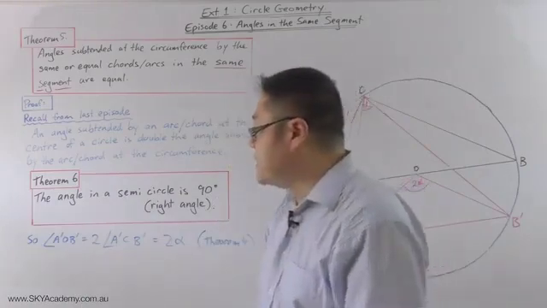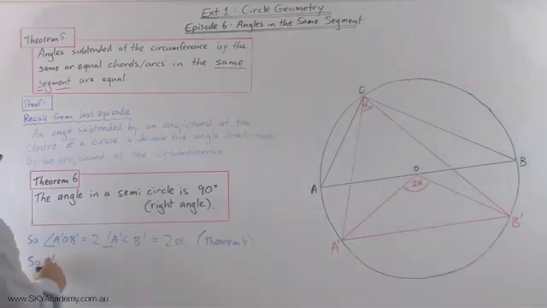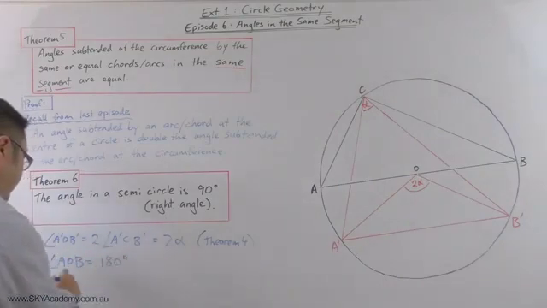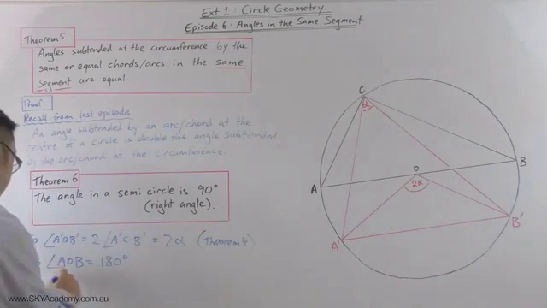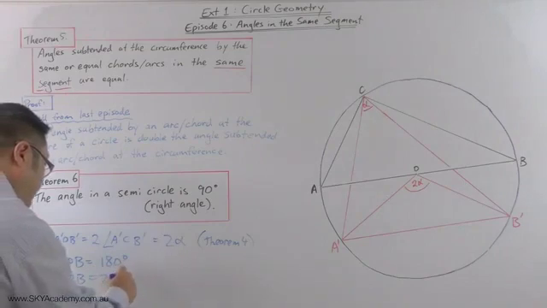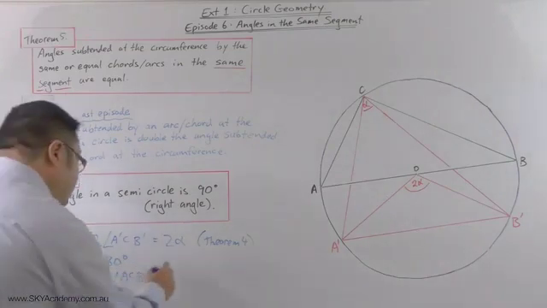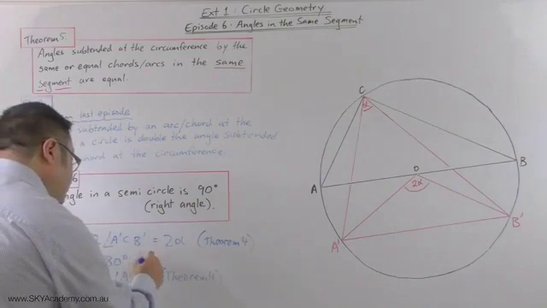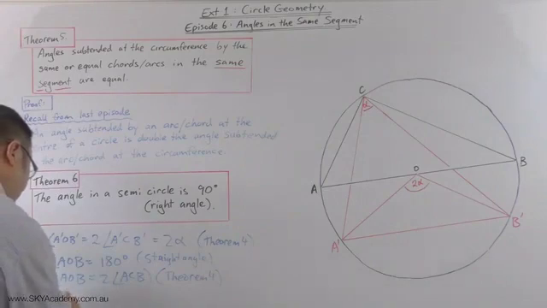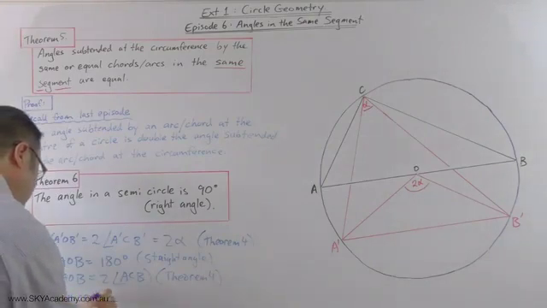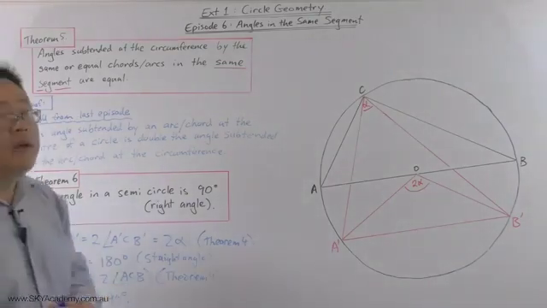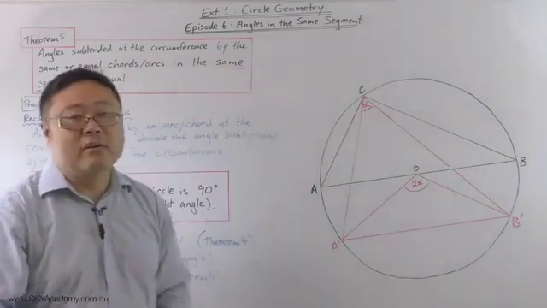So the proof goes something like this. Angle AOB equals 180 degrees. Angle AOB is also equal to 2 times angle ACB, which is again theorem 4, and since this is a straight angle, that means angle ACB equals 90 degrees. Good, and that is basically the angle in a semicircle theorem.